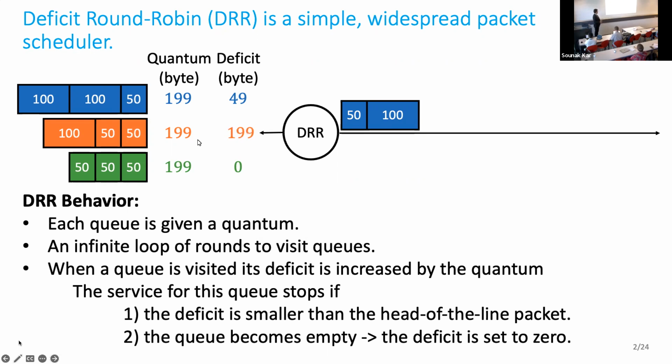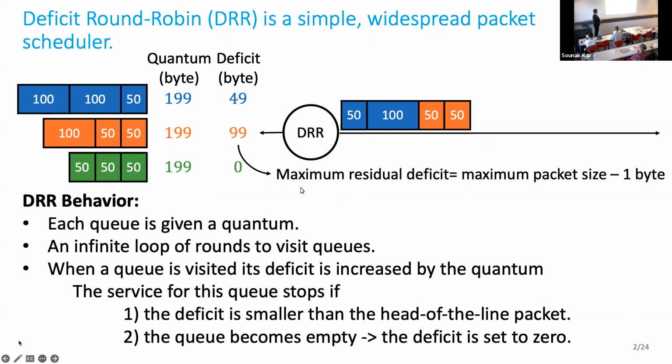For the second queue, it is the same thing. We increase the value of the deficit by the value of the quantum. We will serve some packets and decrease the deficit. What is special here is that we reach what we call the maximum residual deficit, which is simply the maximum packet size of that flow, of that queue, minus 1 byte. If everything was in bits, we replace this with 1 bit. Here, assuming that the maximum packet size is 100, the maximum residual deficit of that flow is 99.